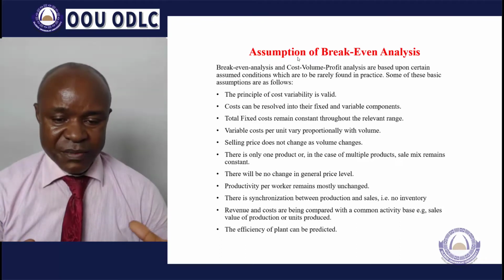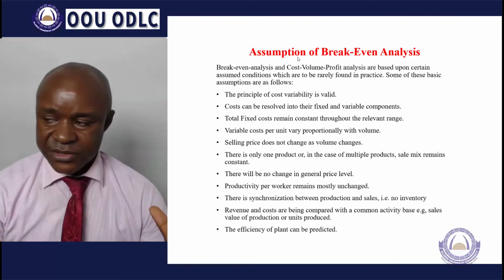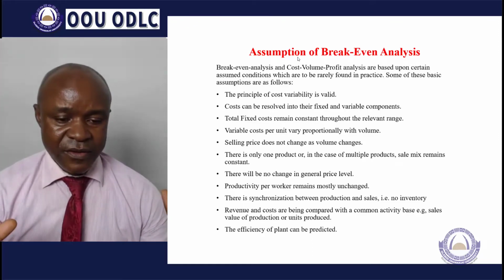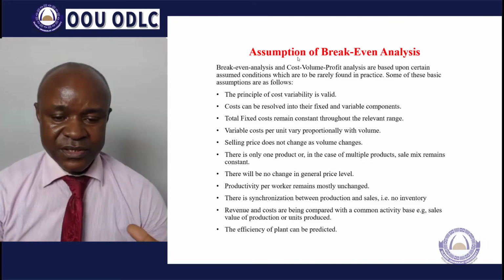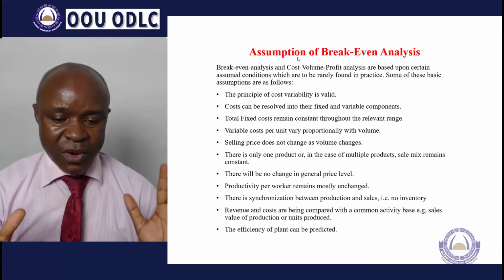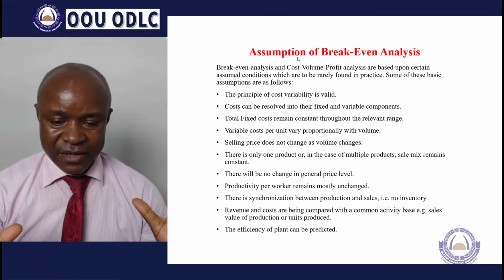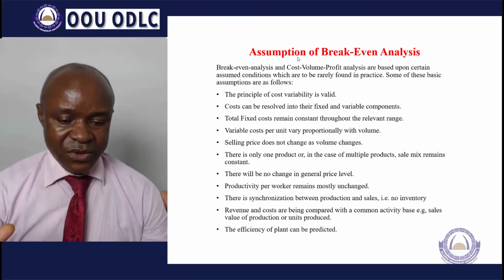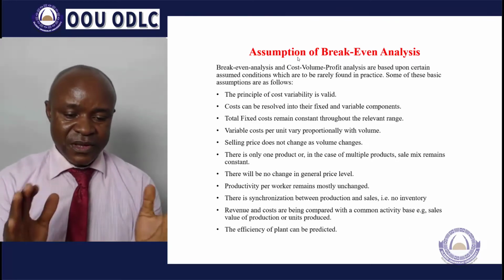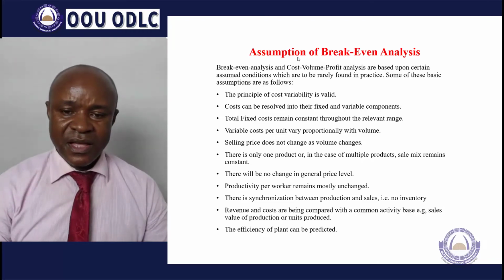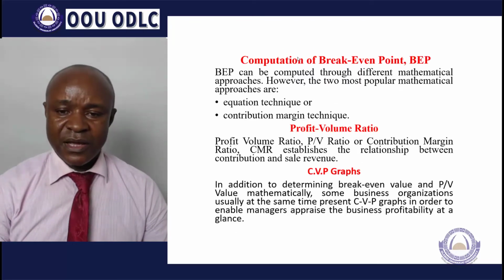Total fixed costs remain constant throughout the relevant range. Variable costs per unit vary proportionally with volume. Selling price does not change as volume changes. There is only one product; in the case of multiple products, sales mix remains constant. There will be no change in general price level. Production per unit remains constant. So these are some of the assumptions that underlie break-even analysis.